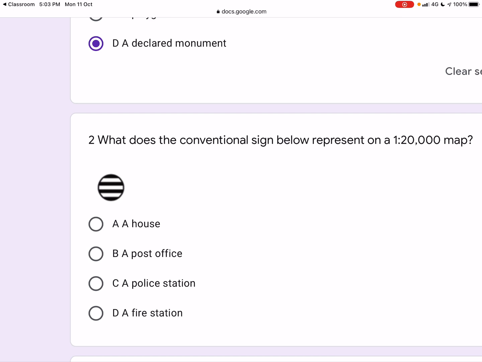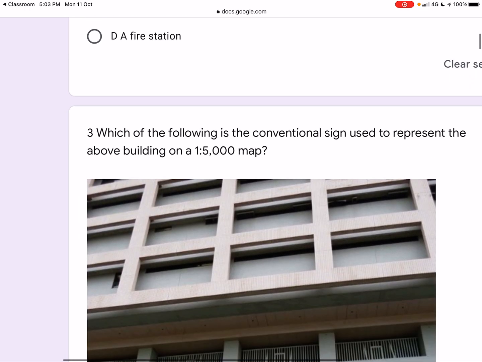of those prisoners, okay. So who is responsible for catching the criminal and sending them to jail, okay? It should be the police, okay? So option C is correct, okay?